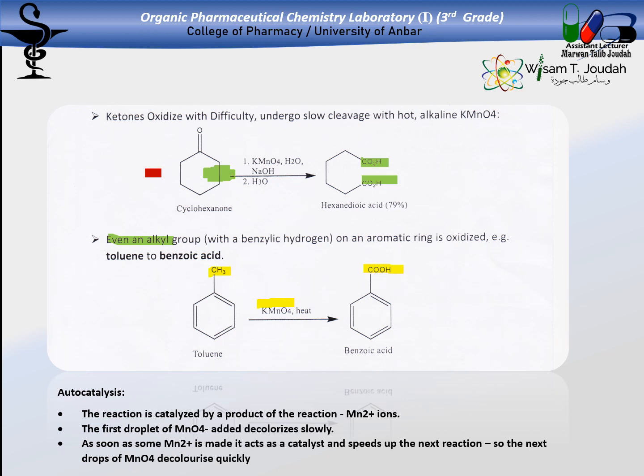All right, now let's move to auto-catalysis. So what is happening here? We have some hidden steps right here, but we are not showing them to you because you are not required to know what they are. But you need to know what is happening right here. The reaction is catalyzed by a product of the reaction, Mn plus 2 ions, which is a result of the redox reaction.